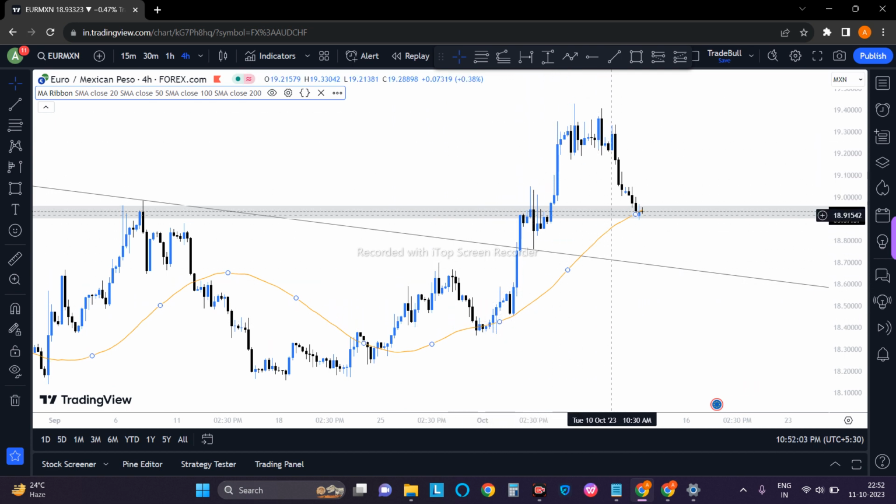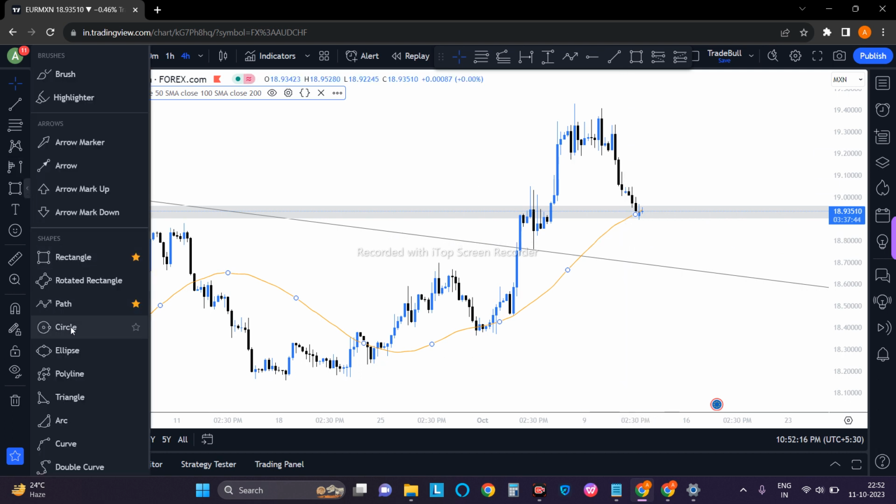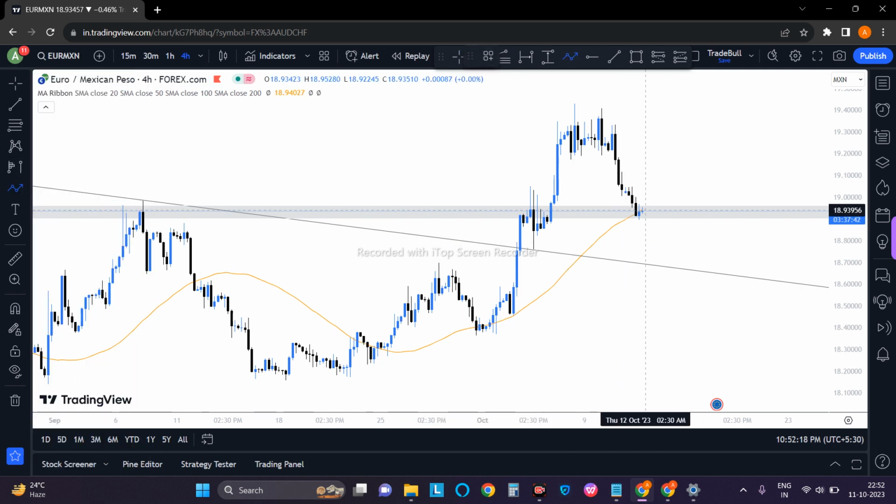It is now again testing a very strong support level, the resistance which has turned into support, which is coinciding with the 50 moving average, right? So now what's the possibility? The possibility is the same as this possibility. It has a high possibility to go in this direction.